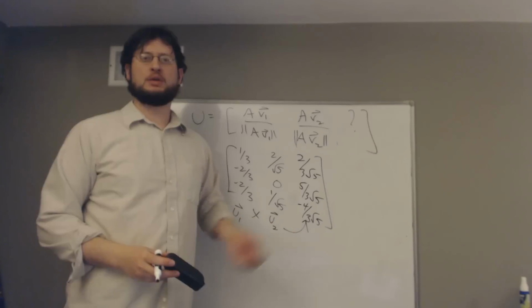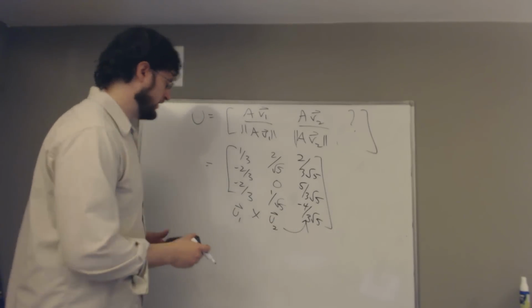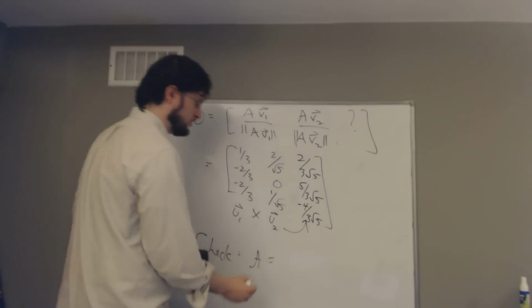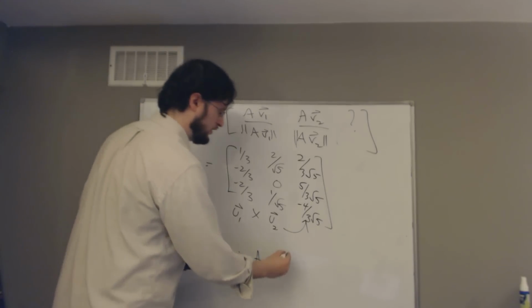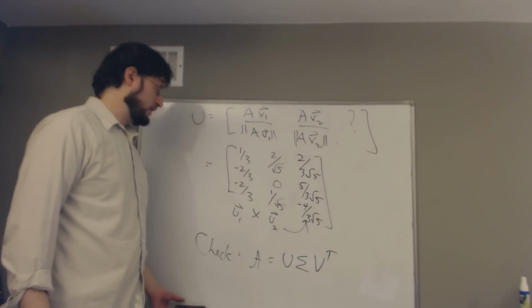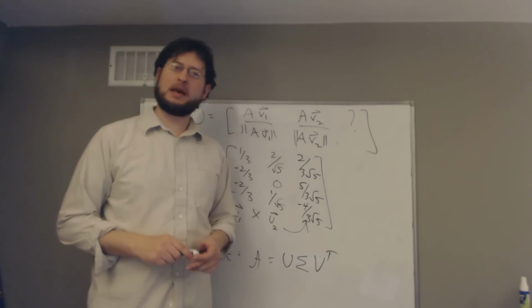Now we've got U, we've got sigma, we've got V. So finally, we'll check, is A equal to U sigma V transpose. We'll go back and do that on Mathematica.